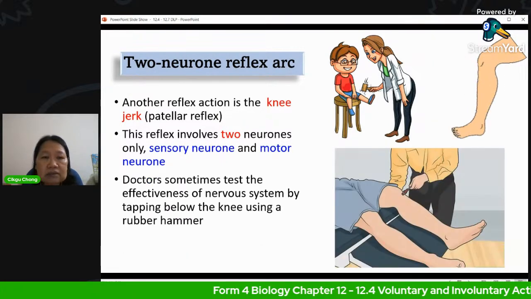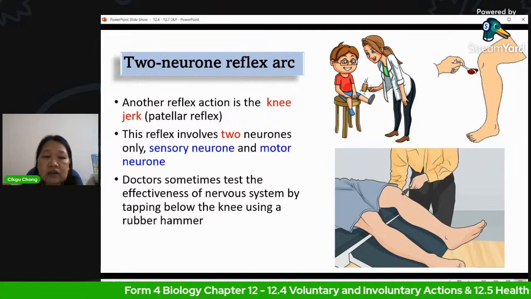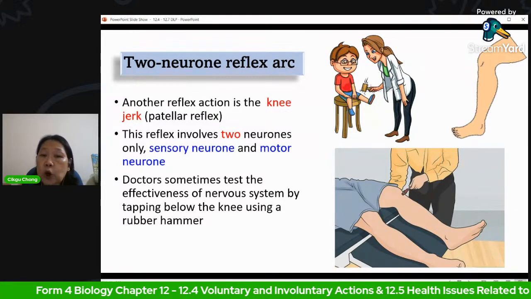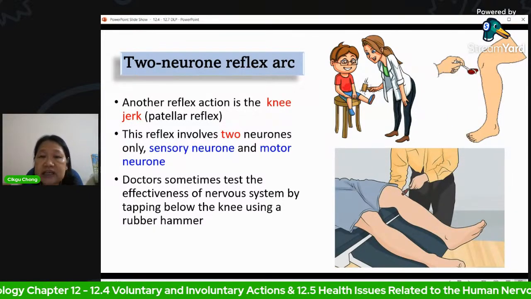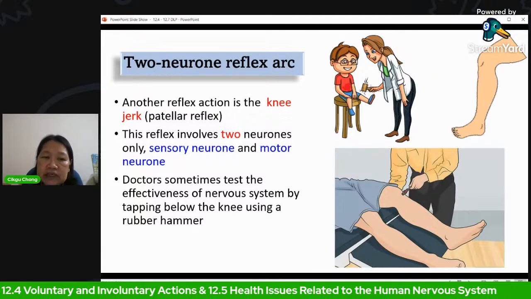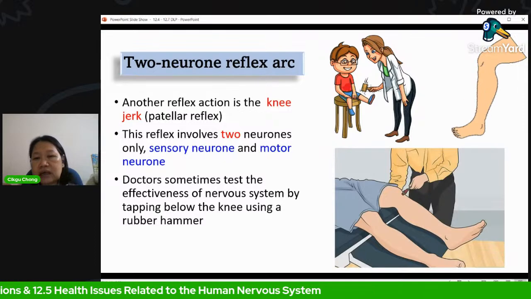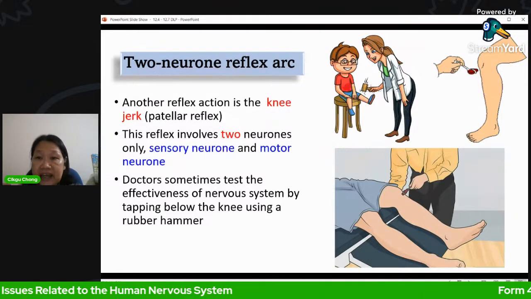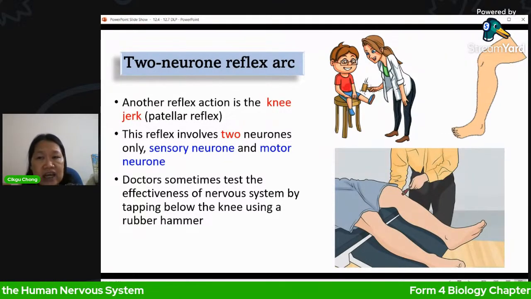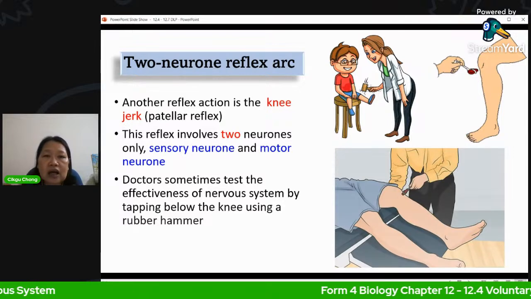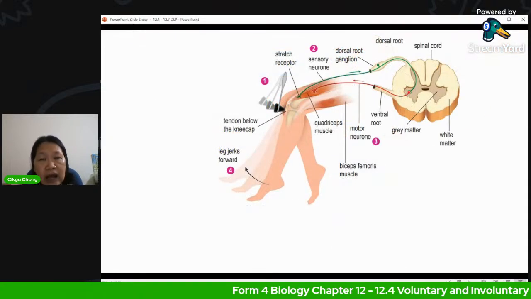So the doctor sometimes will test the effectiveness of your nervous system by tapping below the knee, the kneecap actually, using a rubber hammer. So you have your knee kicking up. You must leave your leg hanging, let it be able to move freely. Next one. So how to explain this?